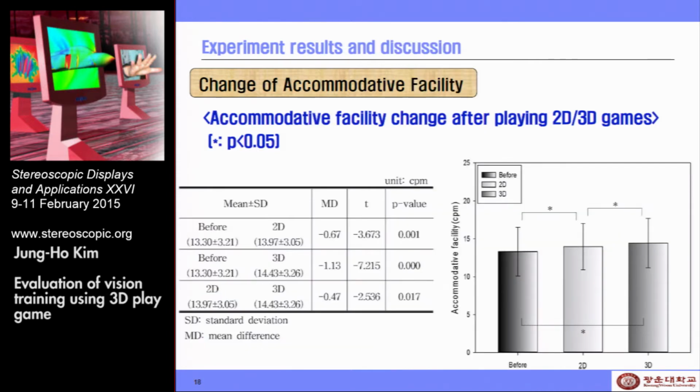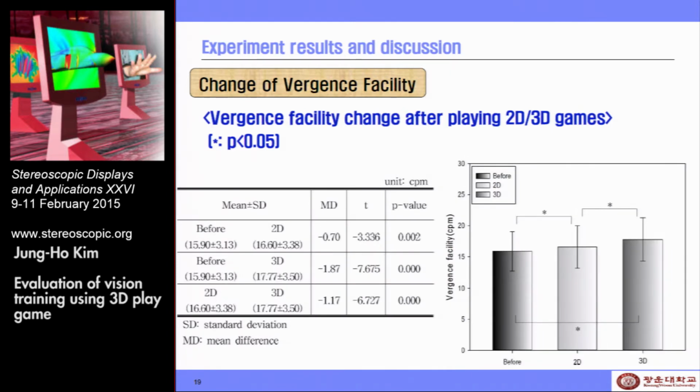This is the accommodative partiality change after playing 2D and 3D games. This table is a comparison of 3 groups: before 2D, before 3D, 2D and 3D. There was statistical significance. Next is the vergence partiality change after playing 2D and 3D games. This table also compares 3 groups: before 2D, before 3D, 2D and 3D. There was also statistical significance.